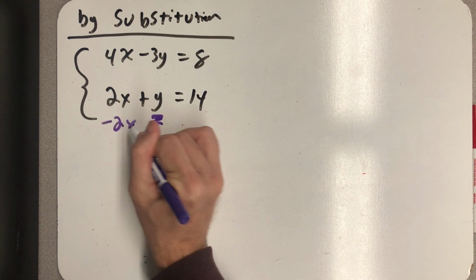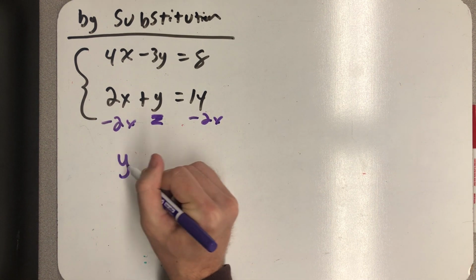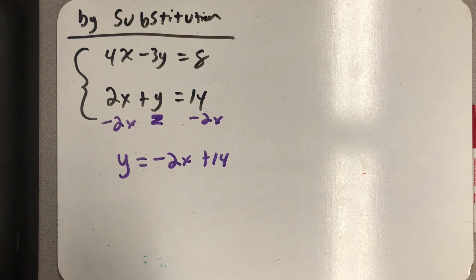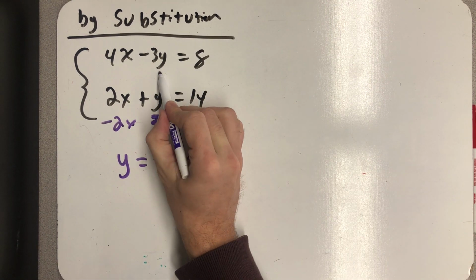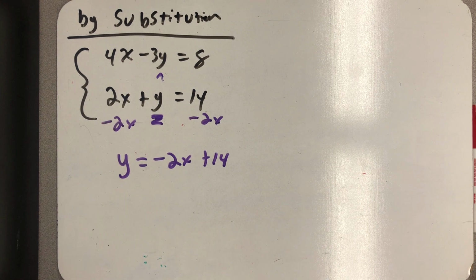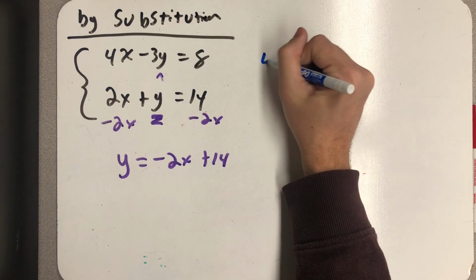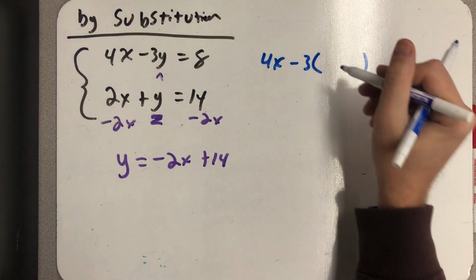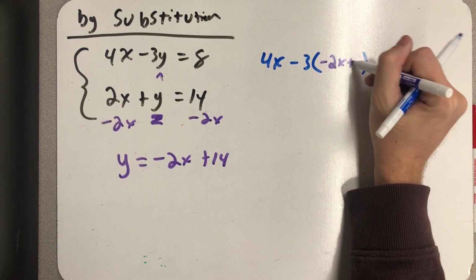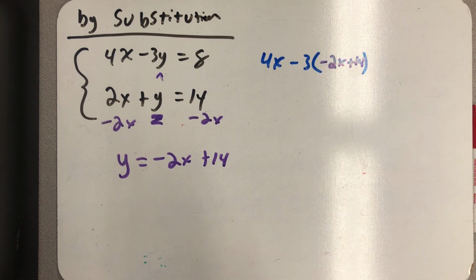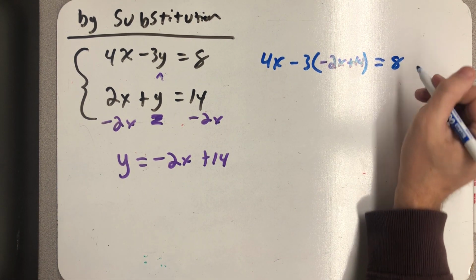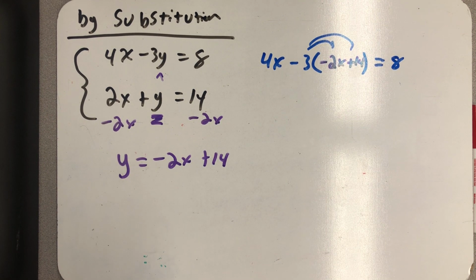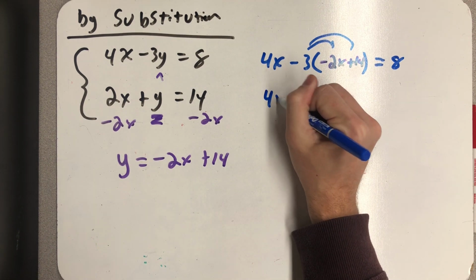So if I take 2x away from both sides of this second equation, I get y equals minus 2x plus 14. And now I can substitute that in for this y. 4x minus 3 times that value of y, minus 2x plus 14, is equal to 8. So now I need to distribute and just solve this linear equation that now only has one variable in it.